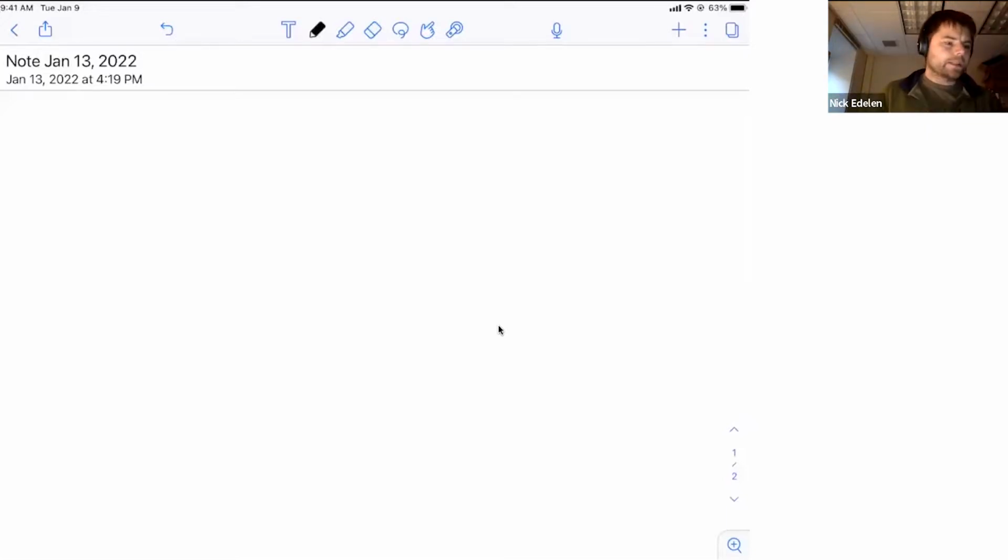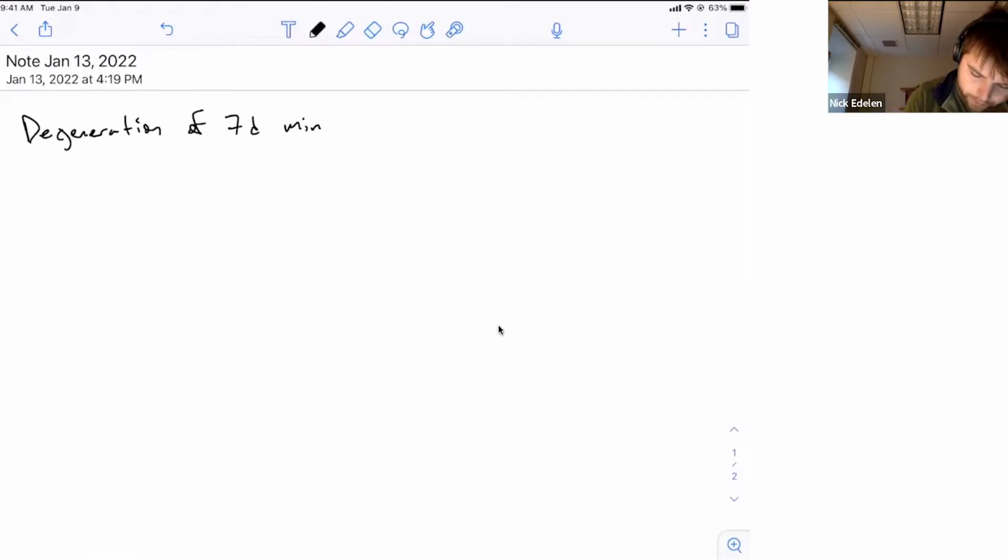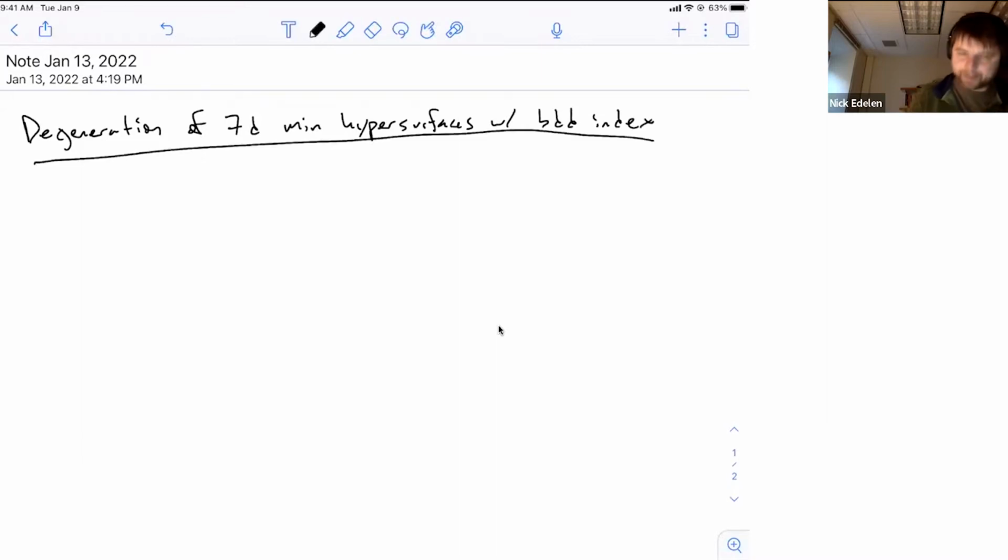Right, so I want to talk about minimal surfaces. So let me go write the title down. Degeneration of 7-dimensional minimal hypersurfaces with bounded index. So, technically minimal surfaces are ancient solutions to mean curvature flow. So we're interested in minimal surfaces, and as you know, minimal surfaces are models of soap films.